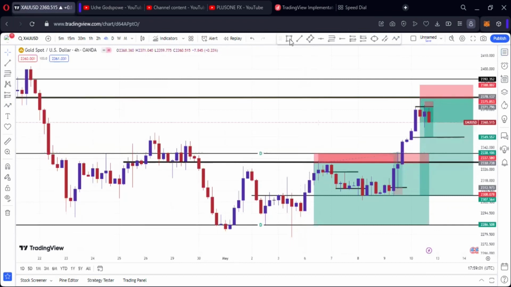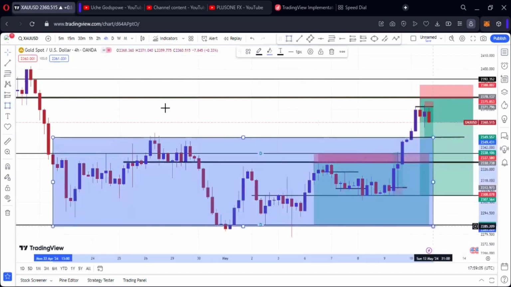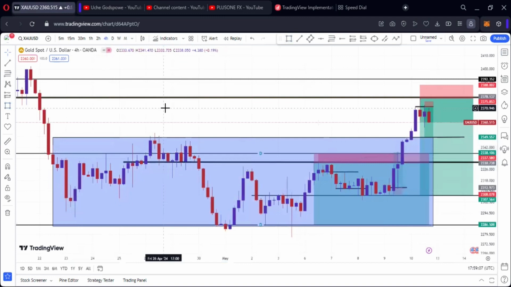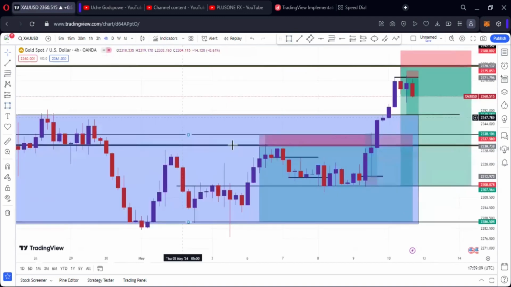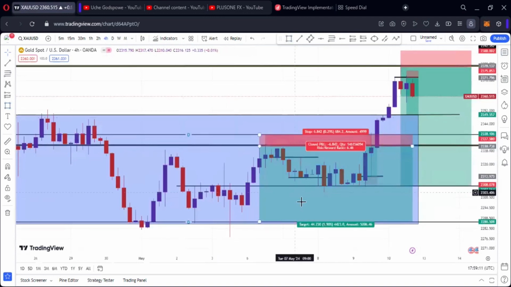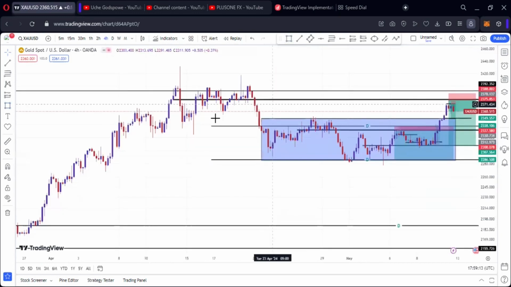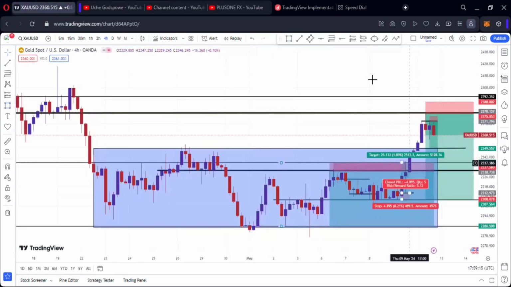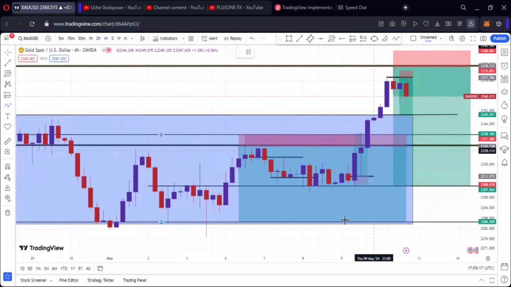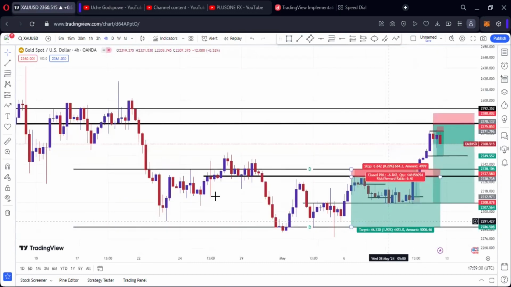But I said that this pair was already consolidating around this zone. If I wanted to scalp it, I'd be scalping it around here, then dropping. Or I'll wait for this market to pull back up or break this zone completely, then retest, and look for a short. Or if it breaks to the upside, I'll be looking for a long. But look at what this market is doing currently.